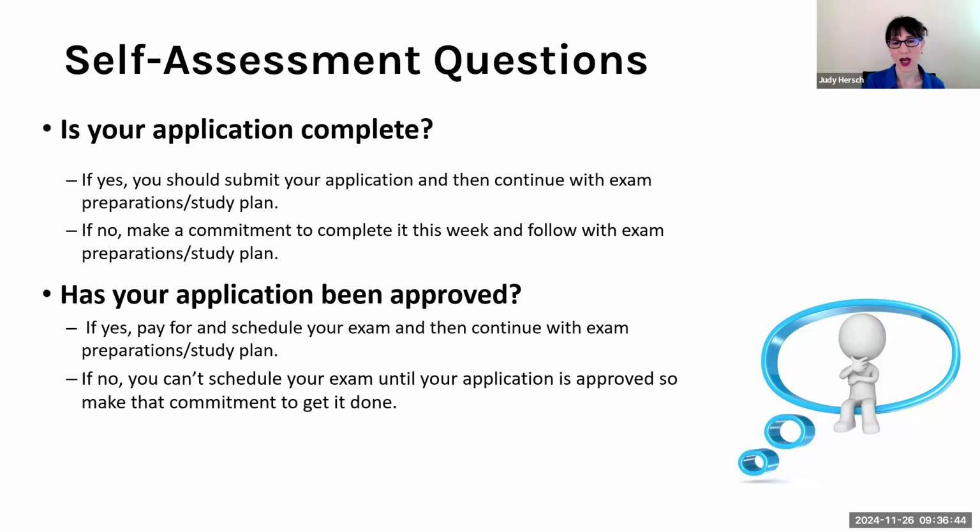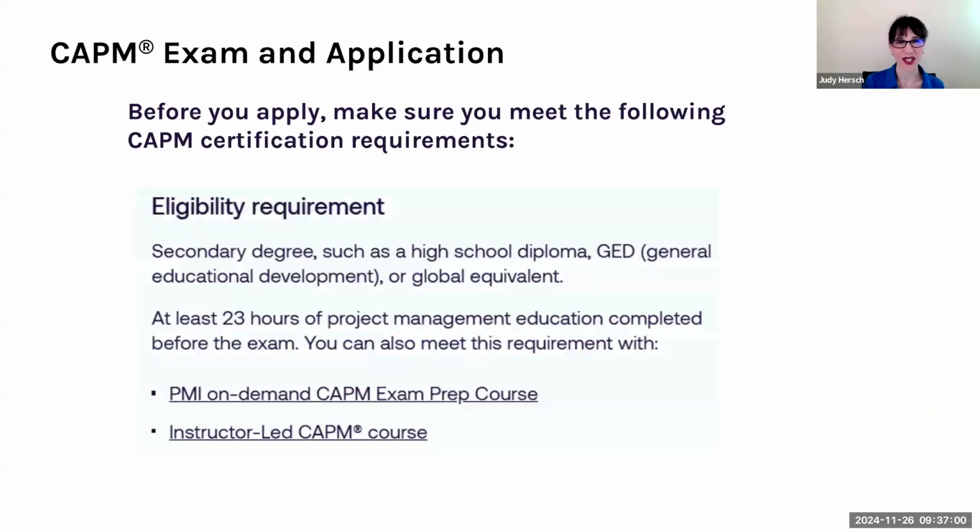The application fee, if you're a member of PMI, is $225. Otherwise it's $300 to apply. And if you want to maintain your CAPM certification, you need 15 PDUs in a 3-year cycle. Okay, so just a few things to give you more information.